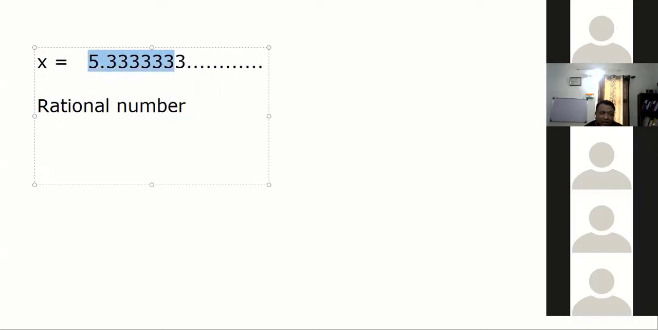Whatever number is given, assume it's x. Now tell me how many numbers are repeating. Only one digit is repeating, right?